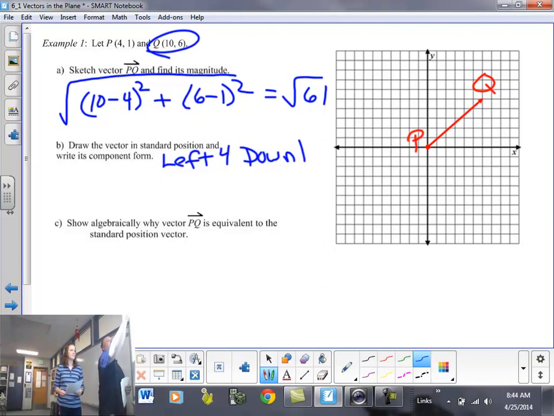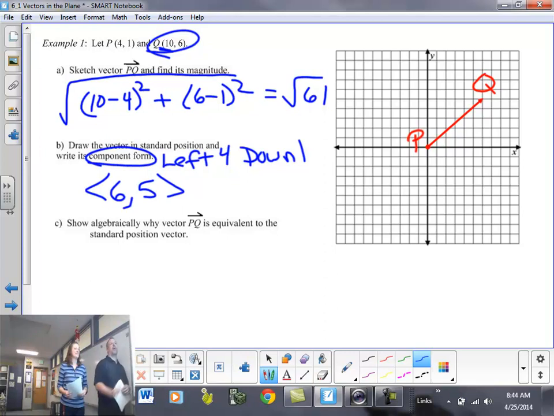So if we apply that to point Q, where is point Q going to be if I go left 4? Well, left 4 from 10 is 6. Down 1 is 5. And then we're going to write it in component form, which means we put little brackets around it like that. Because it automatically starts at the origin when it's in standard form.